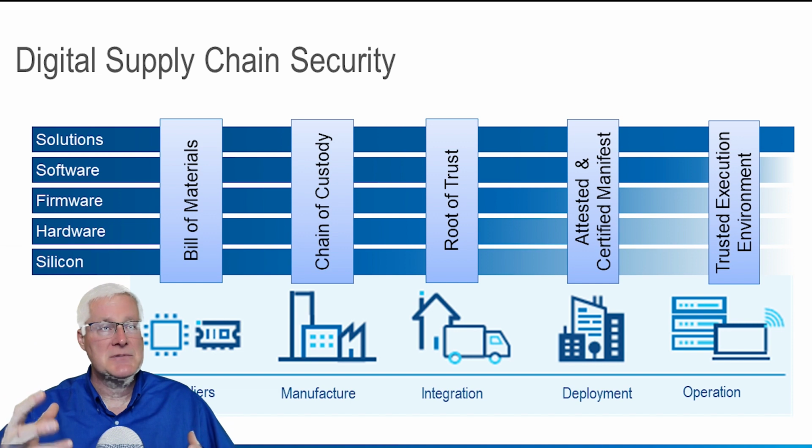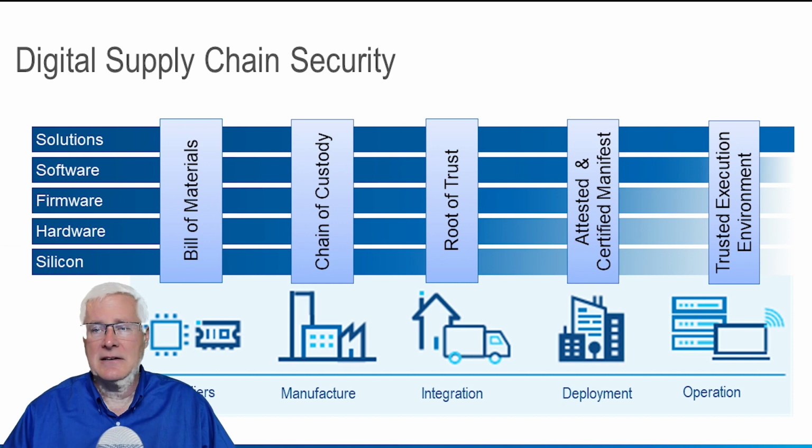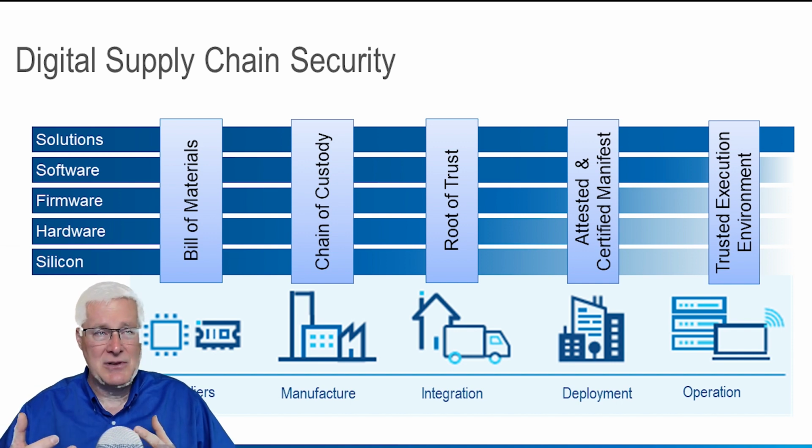It helps build up some trust, which goes into the next part: when I'm manufacturing something, I want to make sure that I'm protected. So I need a chain of custody. I need to know that nothing's been injected into the manufacturing process. As I've gotten my supply, I'm starting to build out my manufacturing.